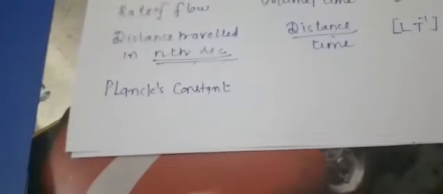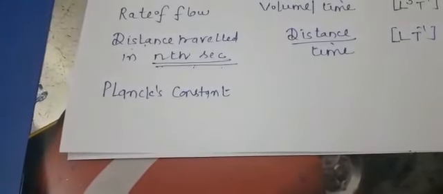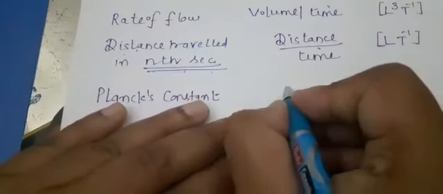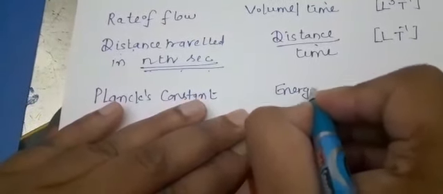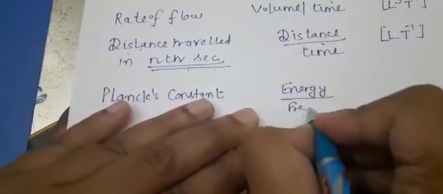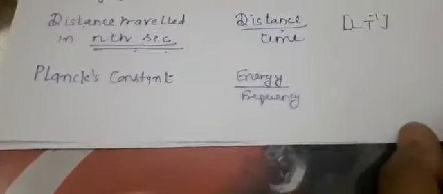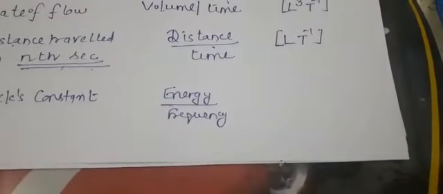Planck's constant. Planck's constant, that is a fixed value. It will be used in physics as well as in chemistry. And the physical formula for this is energy per unit frequency. So now energy and frequency you are familiar, but Planck's constant was a new term.